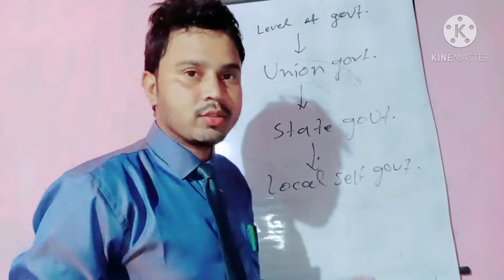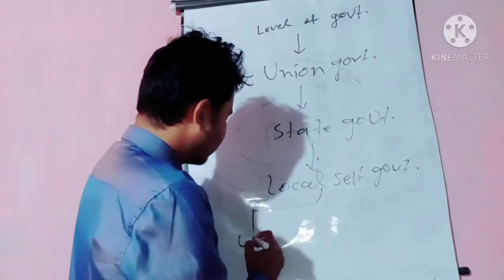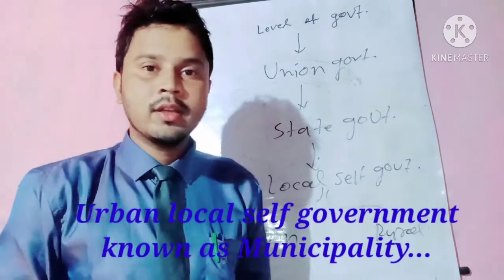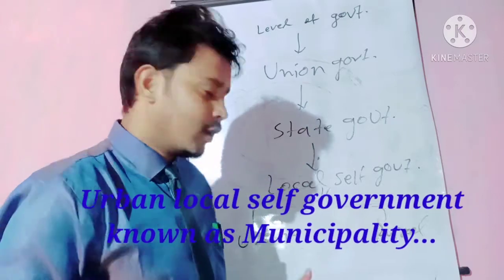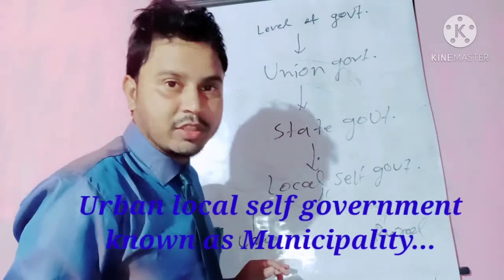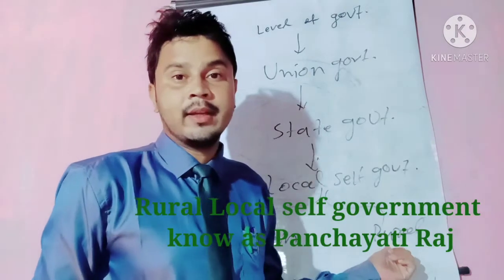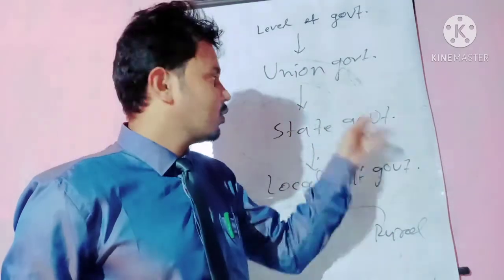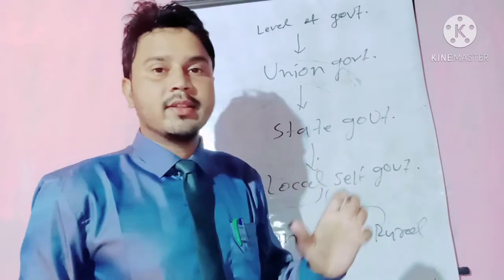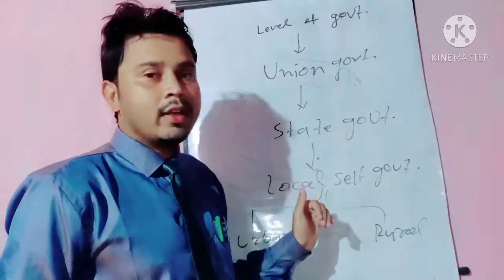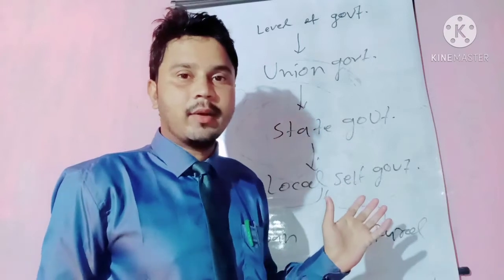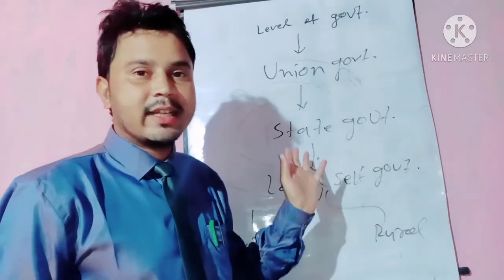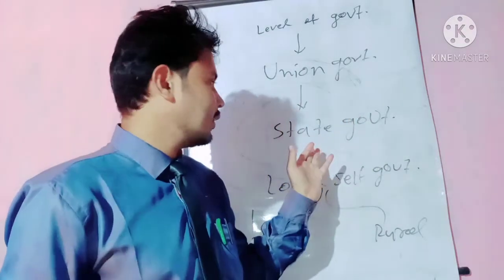The local self government further has two types, urban and rural local self government. The urban local self government is known as the municipality, and the rural local self government is known as the panchayati raj. The central government takes care of the issues of the whole country, but the state government only interferes in state level issues. So here the power is decentralized in our country India. Some power is given to the local authority.